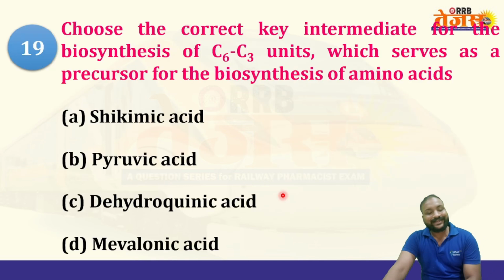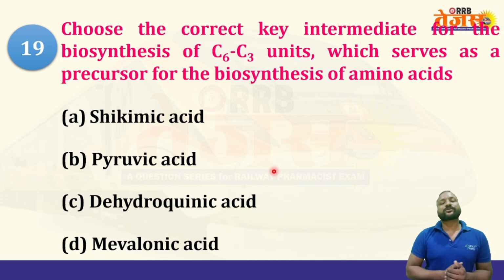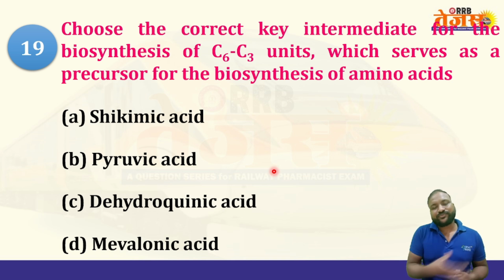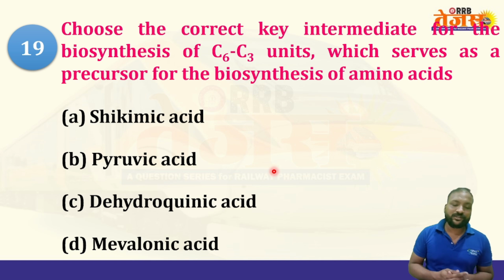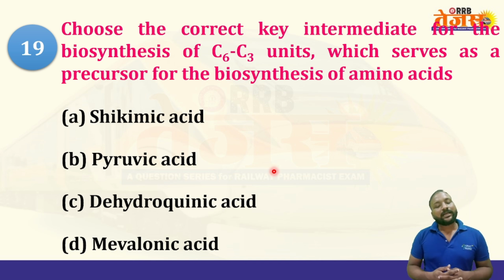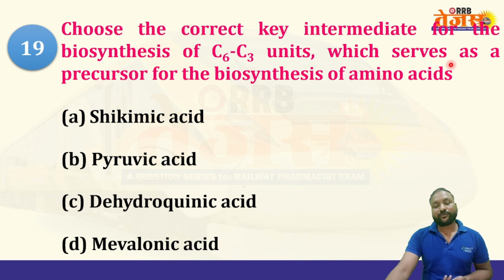Okay. Yes, the 19th question in this series. Choose the correct key intermediate for the biosynthesis of C6C3 units, which serves as a precursor for the biosynthesis of amino acids. I think you got to know. We have entered the MCQs which are related to biosynthetic pathways. Simple here. In order to get the right answer, simply rely on this one. Which of the following pathways prepares the amino acids? You got the answer. Okay.